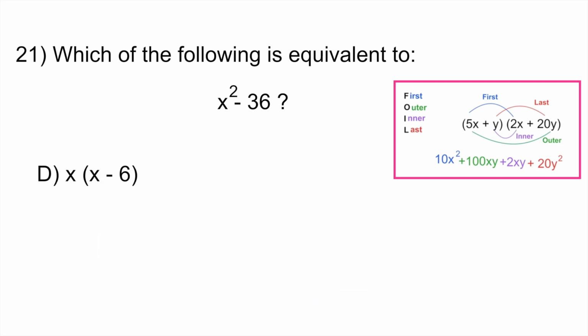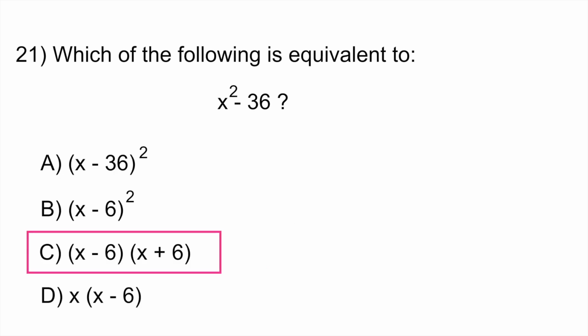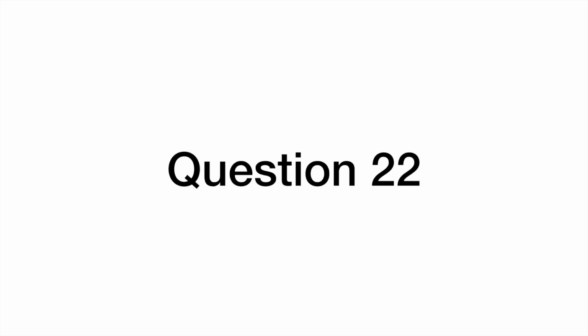Just for completeness, let's do the D. If you multiply that out, you would have x multiplied by x, which gives you x squared, minus x multiplied by 6, which gives you 6x. So that one is also incorrect. All right, so the correct answer is answer C.